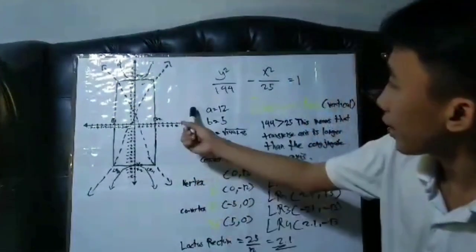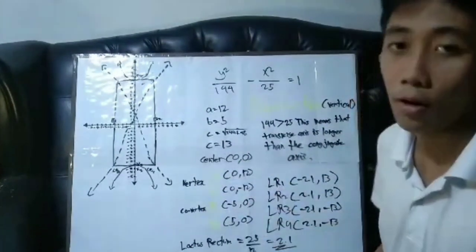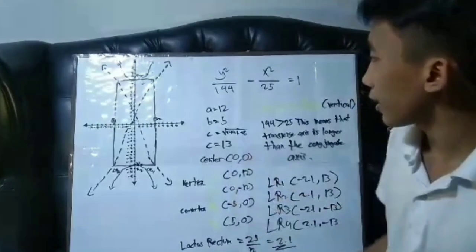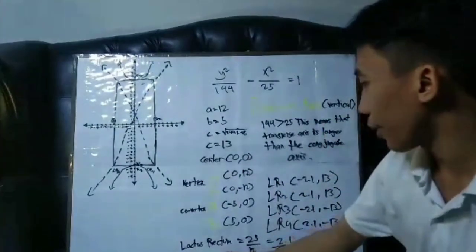So, yung A, magre-represent ng vertex. Yung B naman, magre-represent ng co-vertices. And yung C, magre-represent ng focus. So, kukunin naman natin yung latus rectum natin.